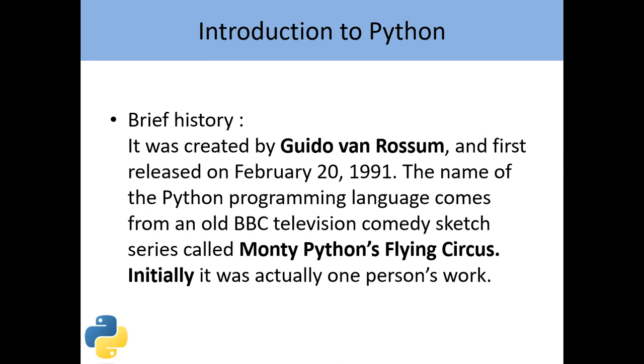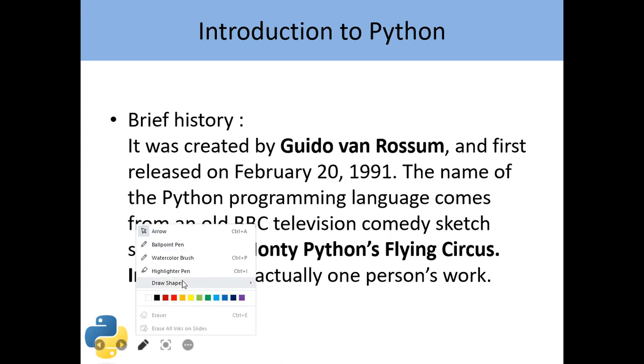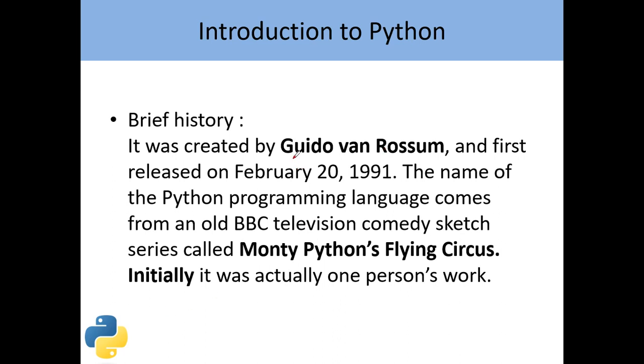A brief history, as always. History is very important to learning anything. You should remember the name of this person, Guido van Rossum, the inventor of Python. Just like any other language, Python also has a father, and his name is Guido van Rossum, a Dutch programmer. Python was released in 1991, way before Java came into the market.